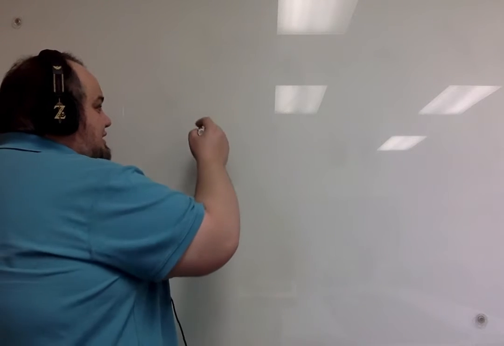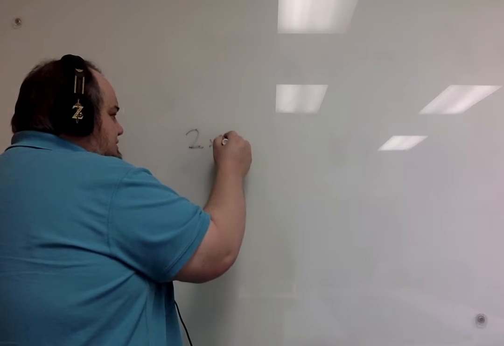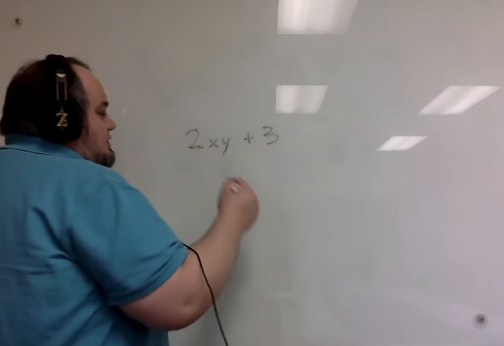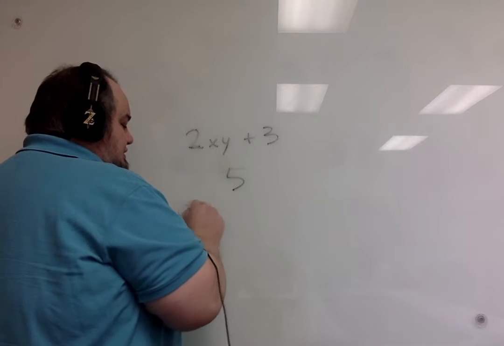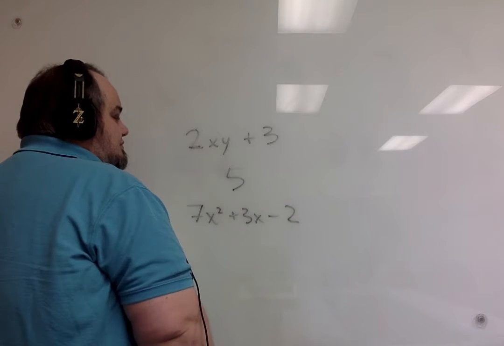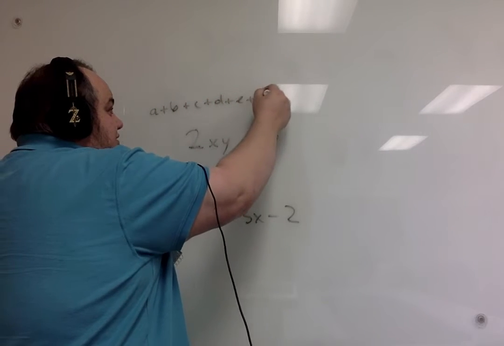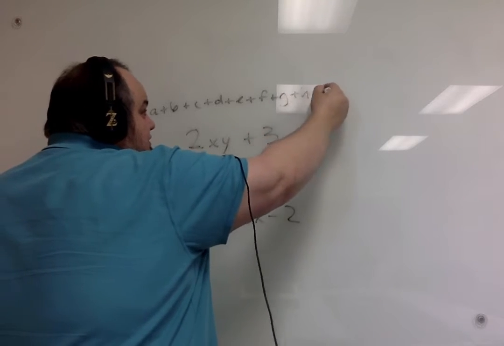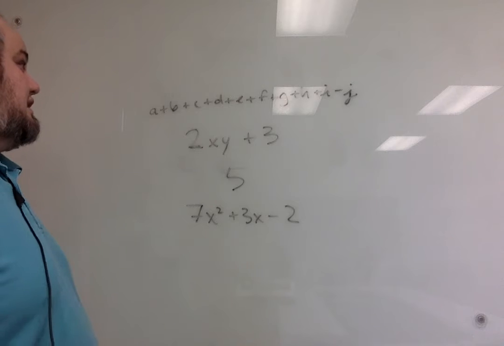So a polynomial might be something like this: 2xy plus 3. So that could be a polynomial. It could also just be 5. That's a polynomial as well. Or it could be 7x squared plus 3x minus 2. Or it could have a bunch of things: A plus B plus C plus D plus E plus F plus G plus H plus I minus J. Okay, so it could have a bunch of terms like that.